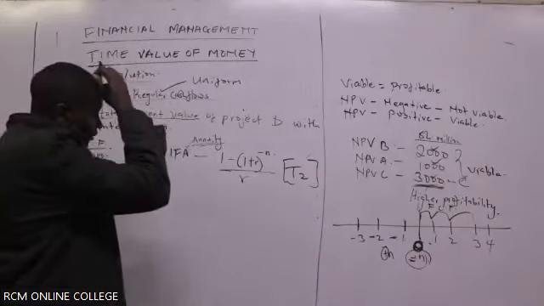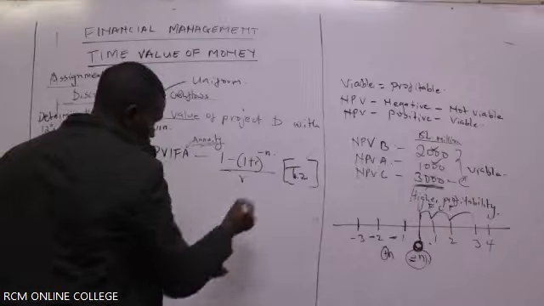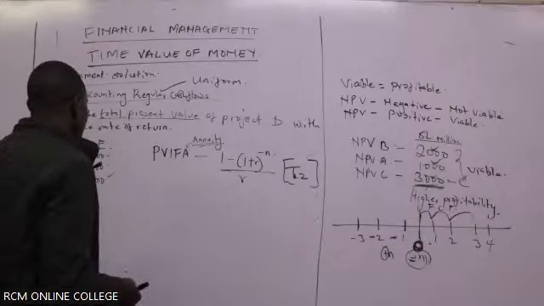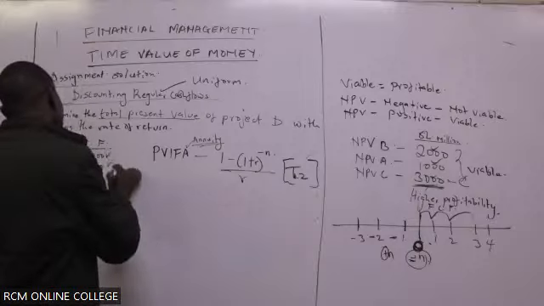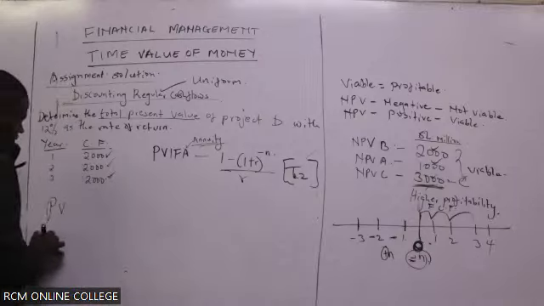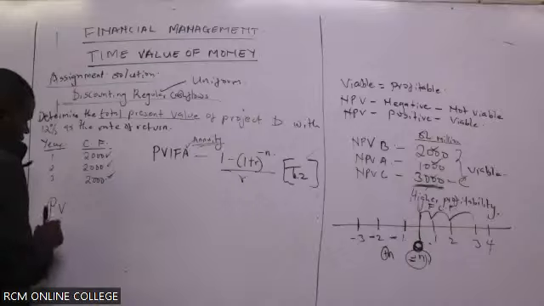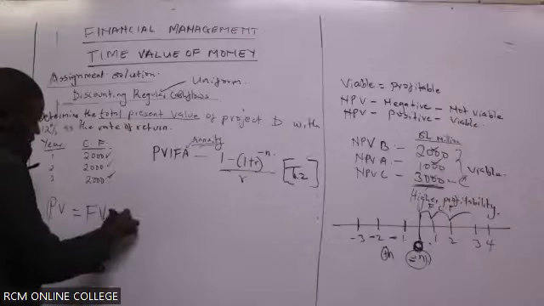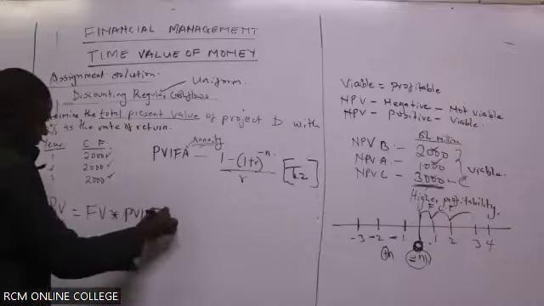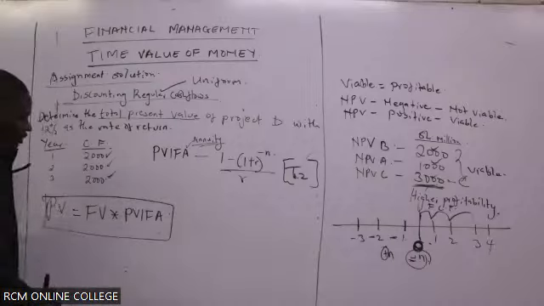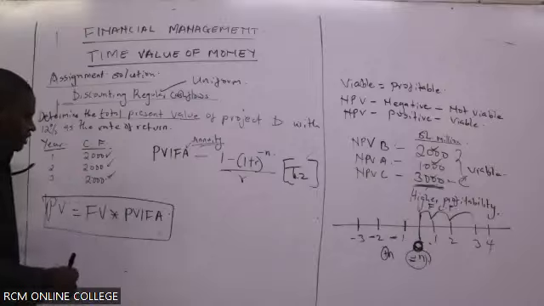So in this case, we've said that we are going to use table number 2, or you can as well use a calculator. So it's easy. Remember, all these are similar. Therefore, to compute the present value of regular cash flow, we take the future value times PVFA. So your formula is important. Future value times PVFA.